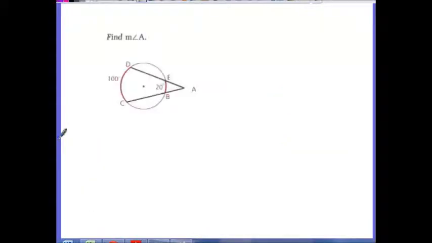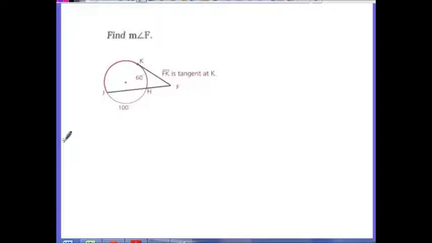And now, to get us used to this, we have a bunch more examples that we're going to try. First, we're going to try and find the measure of angle A. Angle A is an angle that's outside of our circle, which means that we need to take 1/2 the difference of the arcs. 1/2 of 100 minus 20 is 1/2 of 80, which is 40.